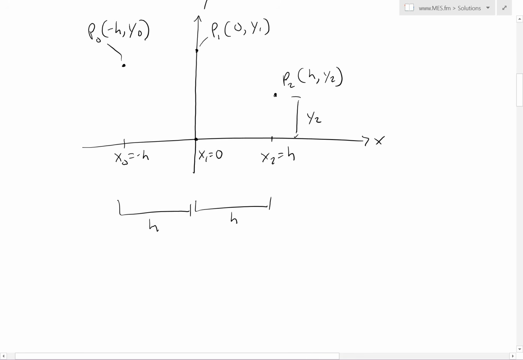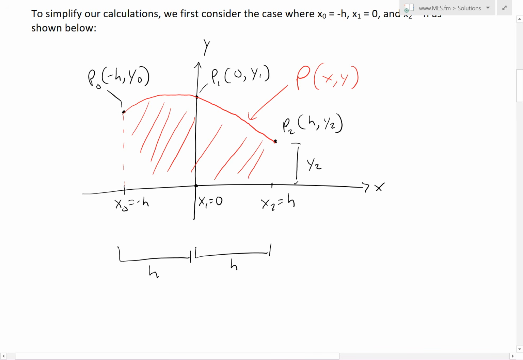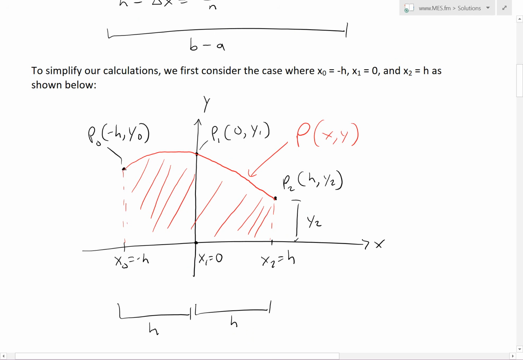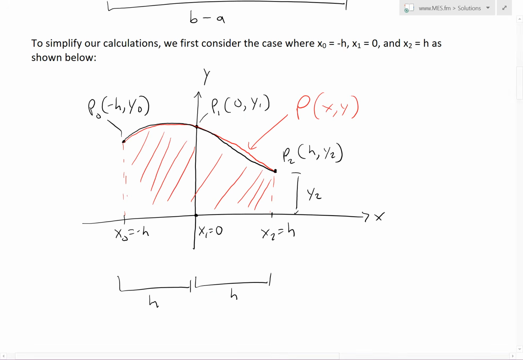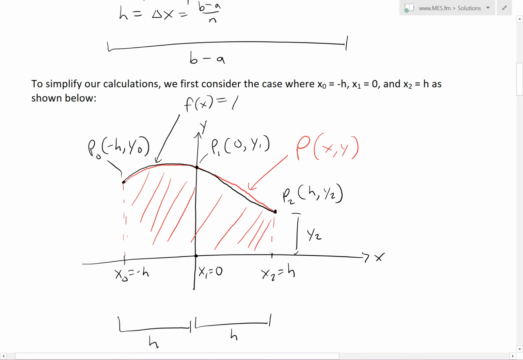Now we're just going to draw a parabola that connects these 3 points. This is how the parabola looks. What we want to do is find the area underneath this parabola, and again, this is our P(x), y. The actual function could be something else. For example, the function could be something like this. That could be the actual function f of x, which is just our y. So we're looking at just these 2 intervals.